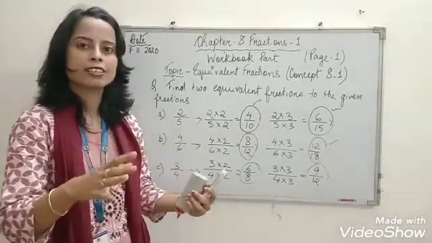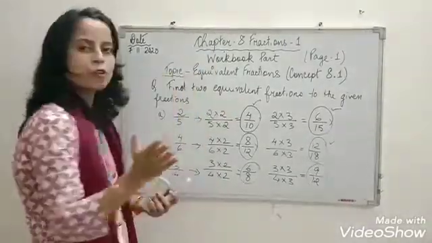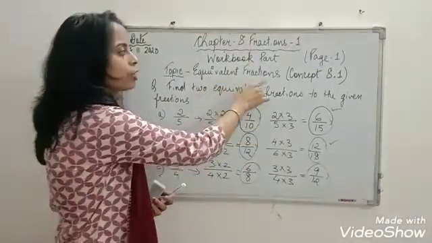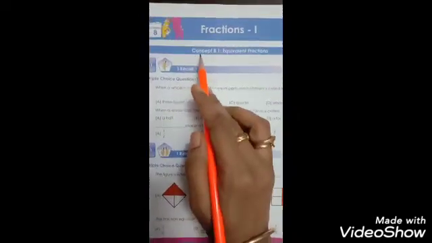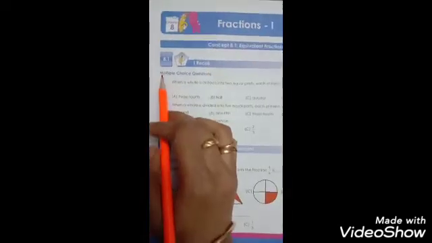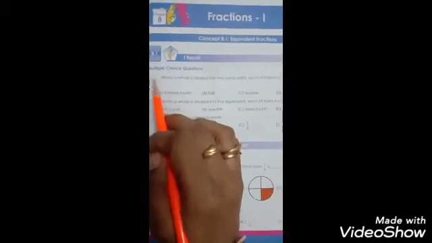Now, let's start today's part, which is the workbook discussion. Everyone refer to your workbook, page number 1, topic equivalent fractions, concept 8.1. So let's start. Everyone refer to your workbook, chapter 8, Fractions 1. The concept is 8.1, equivalent fractions. Number 1 is multiple choice questions. There are 3 there. So let's start one by one.